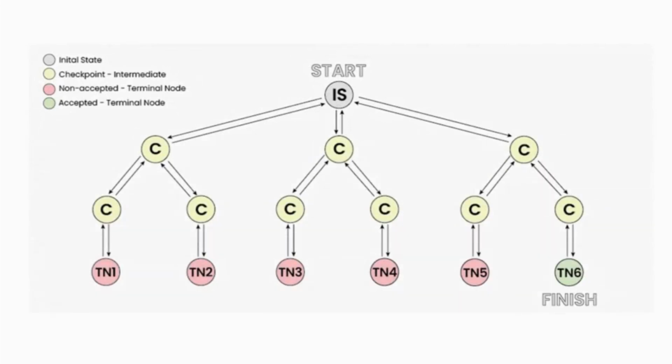And see here, we have a diagram with the initial state, checkpoints, non-accepted terminal nodes, and accepted terminal nodes, which we represent as correct. We start from the initial state and explore each and every node. When we find a dead end, T1, T2, T3, we immediately backtrack to the start state, and then we reach the second stage, as we can see here.